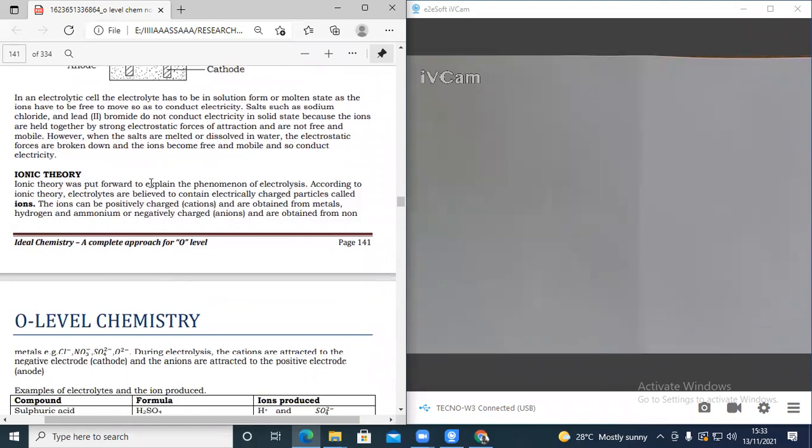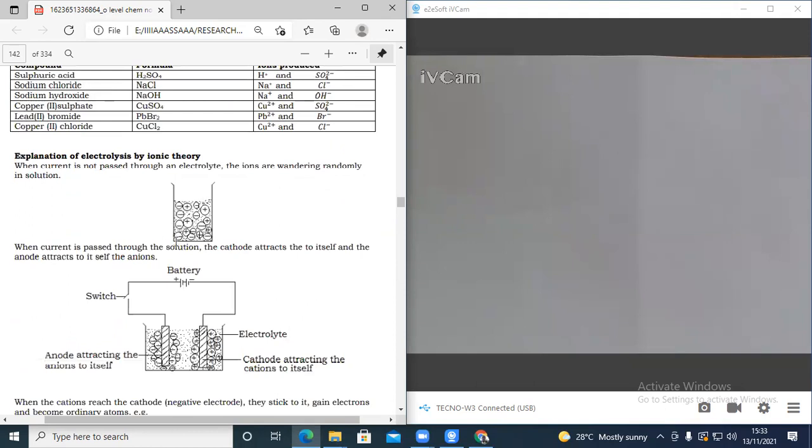For those who were not there, ionic theory tries to explain how charges come about. So ionic theory was put forward to explain the phenomena of electrolysis, how electrolysis happens. According to ionic theory, electrolytes are believed to contain electrically charged particles. Those particles are called ions. Now, before you set electricity, they are wandering, they are confused in the solution. Explanation of the theory says, when current is not passed through an electrolyte, the ions are wandering randomly in the solution here. They don't know where to go.